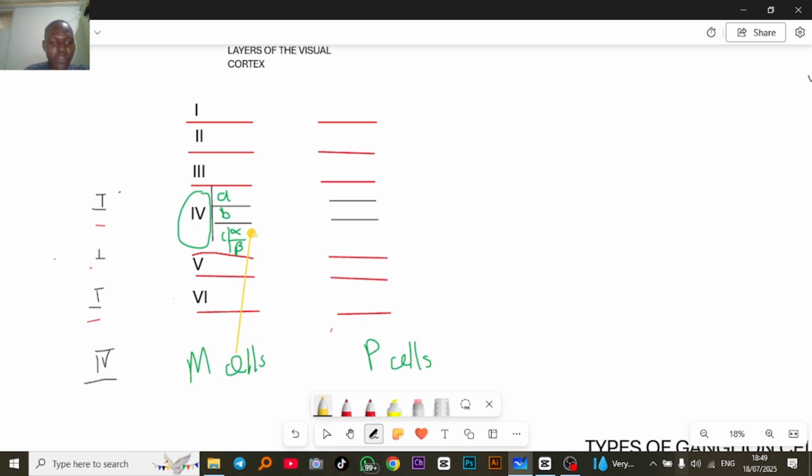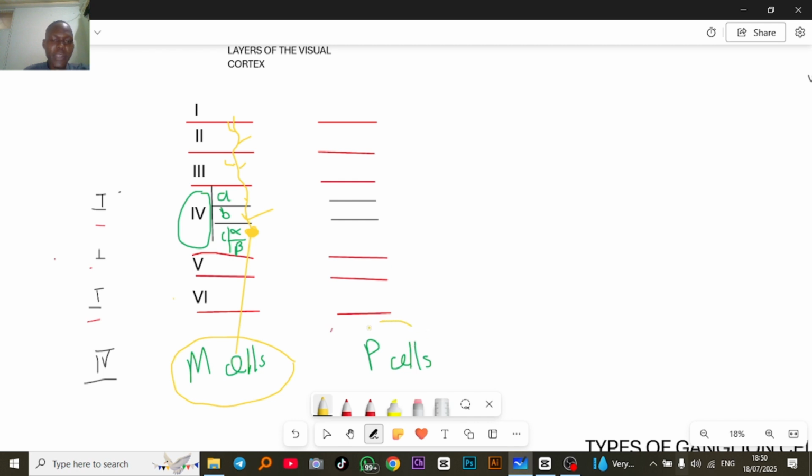You can draw it better in your book or pamphlets, whatever you're using to follow. From layer 4C alpha, they can then spread into other layers, but their termination is layer 4C alpha. That's why their main nucleus of termination is layer 4C alpha. And remember, the M cells carry information concerning motion, black and white; it's fast, and it's mainly from the rod cells.